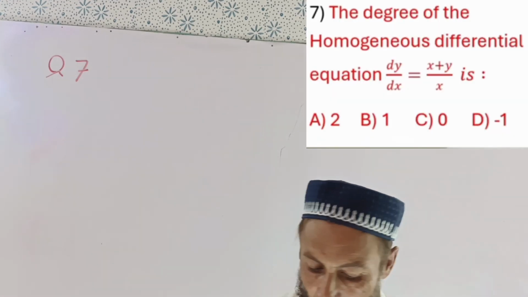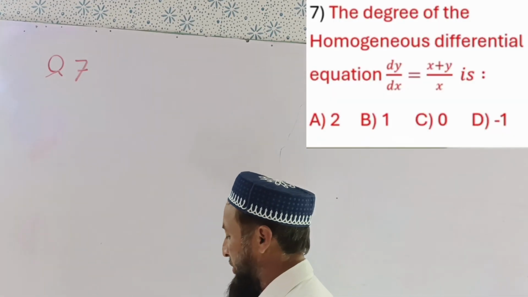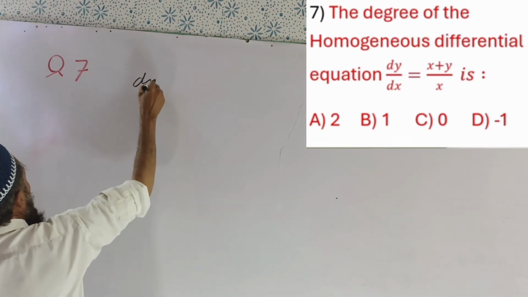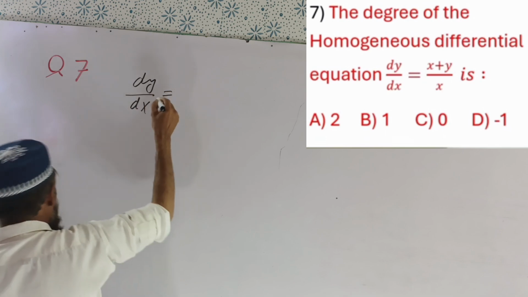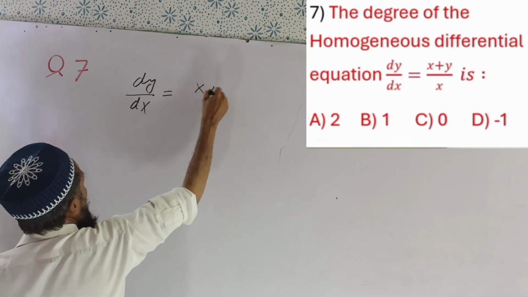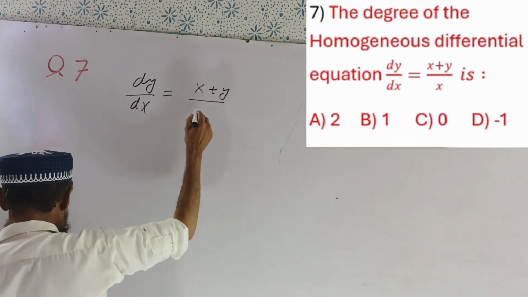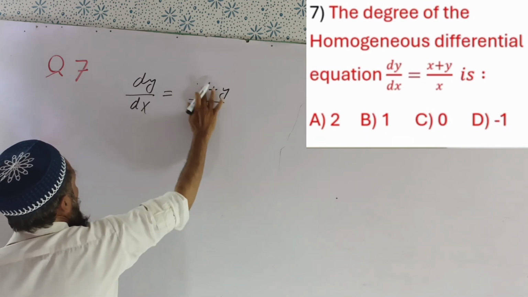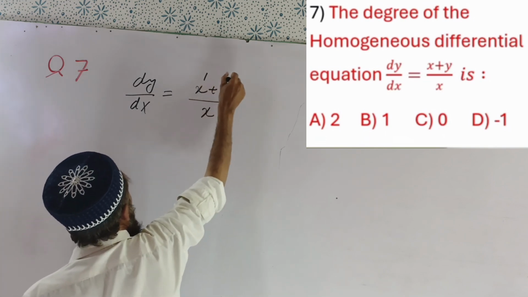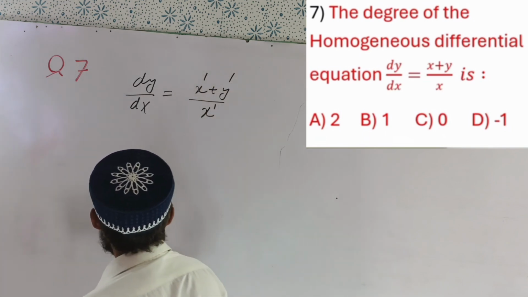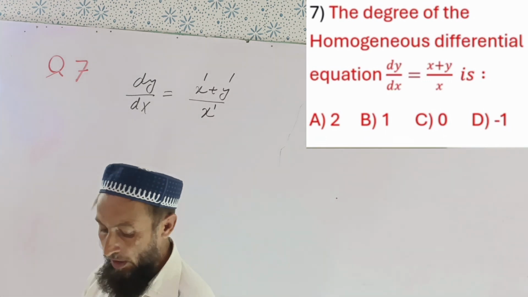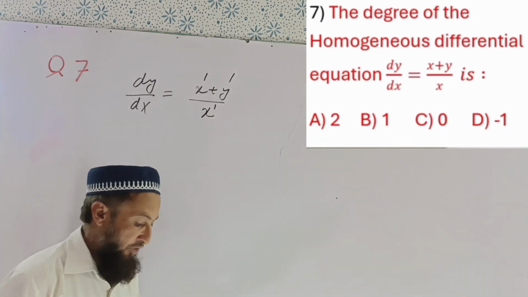The degree of the homogeneous differential equation is given: dy by dx is equal to (x plus y) divided by x. Look here, homogeneous means the power of the exponent must be equal. Here the exponent is 1. So the differential equation is given, and the homogeneous degree is required.